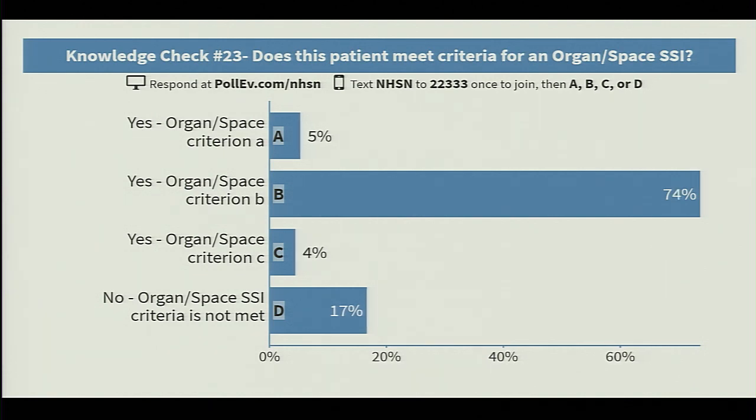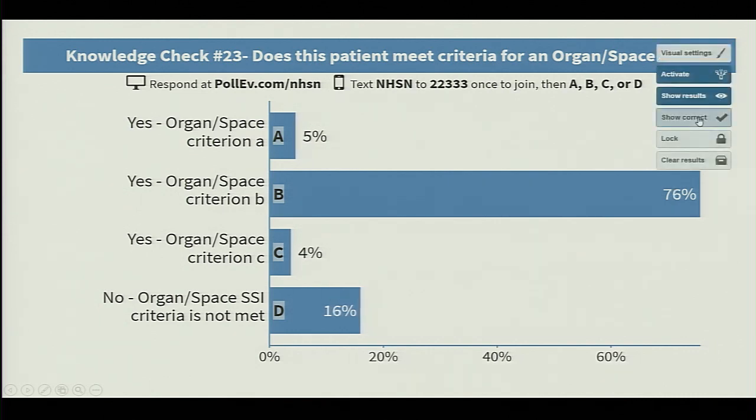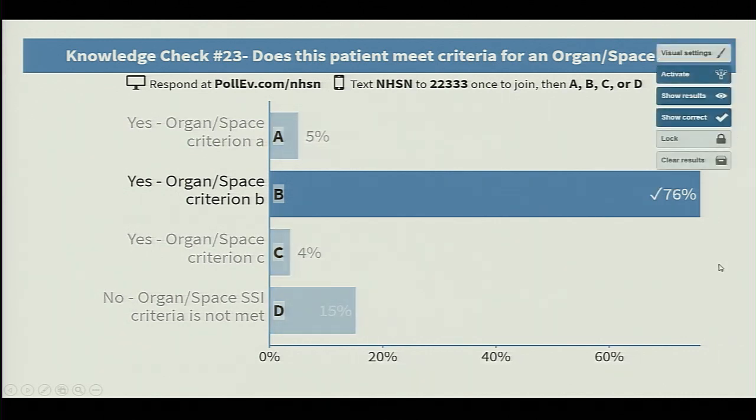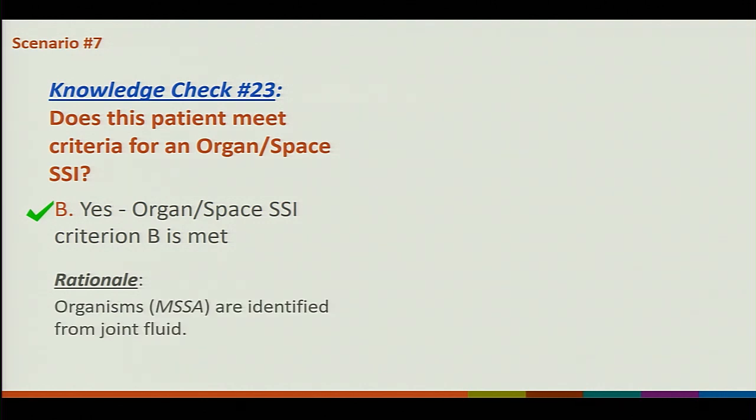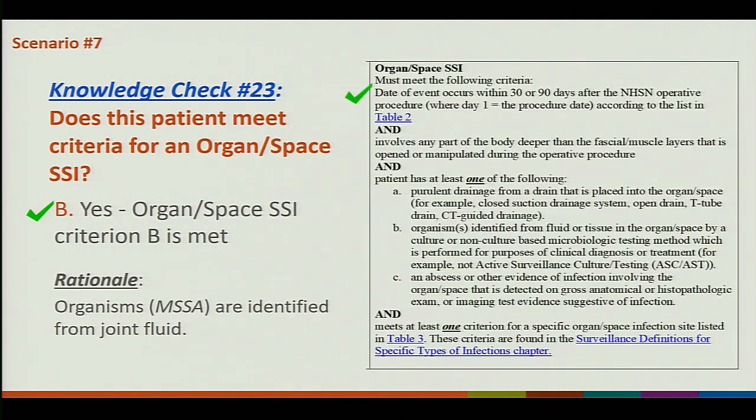All right, let's see what the correct answer is here. The correct answer is yes. This does meet general organ space SSI criterion B, because the organism MSSA was identified from the patient's joint fluid. So we know that it occurred within the 90-day SSI surveillance period for the CAPRO. It involved the organ space. Additionally, the patient had organisms identified from that joint fluid.